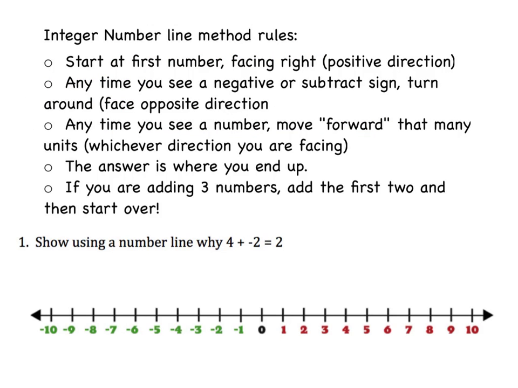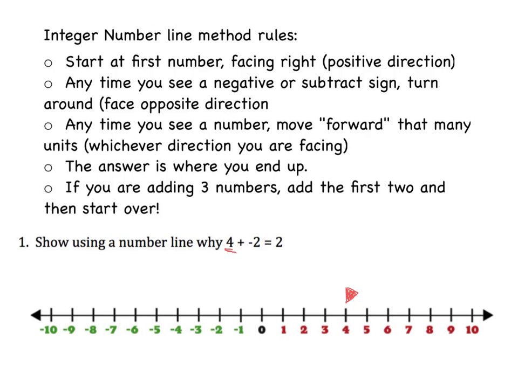N3 is not just about being able to add integers, but being able to model integer addition using the number line. So I'm going to give you a demonstration of how we model using a number line the following examples. The rules are listed above. Whenever we start, we always start at the first number, positive or negative, facing in the positive direction. So our first number here is a 4. So I'm going to start at positive 4 with my arrow facing in the positive direction.